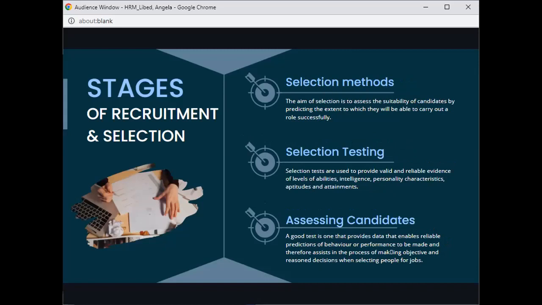The next is the selection method. So, through selection, assess the suitability of candidates for the role successfully. Most familiar method na ginagamit when it comes to selection is the interview. So the aim is to obtain information about the candidates that will be able to predict how well they will deal with the job and the selection decision.